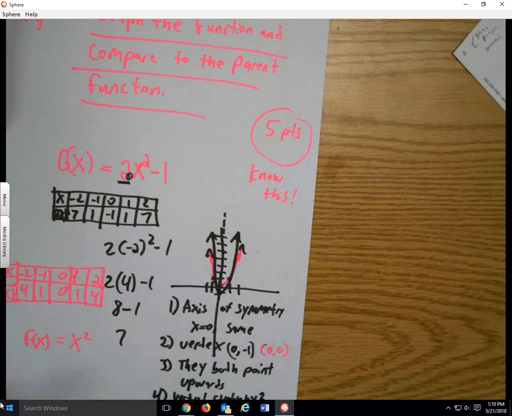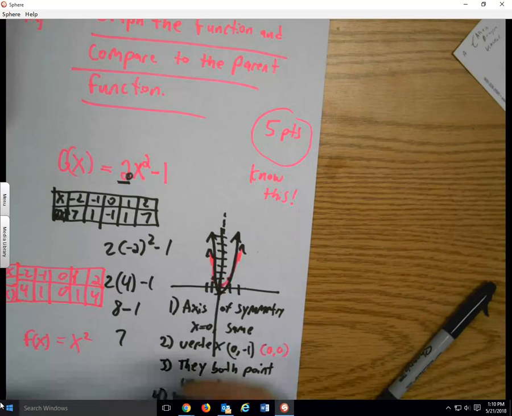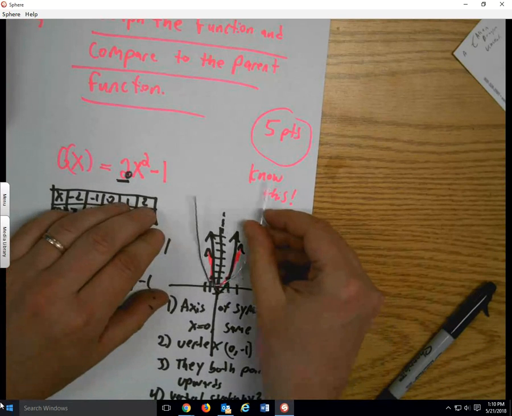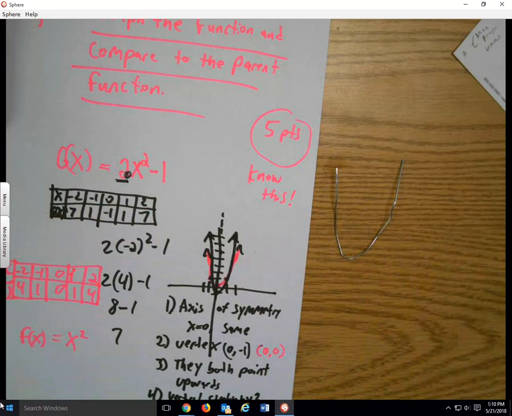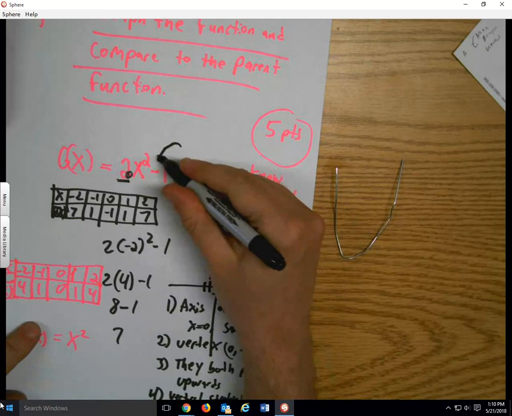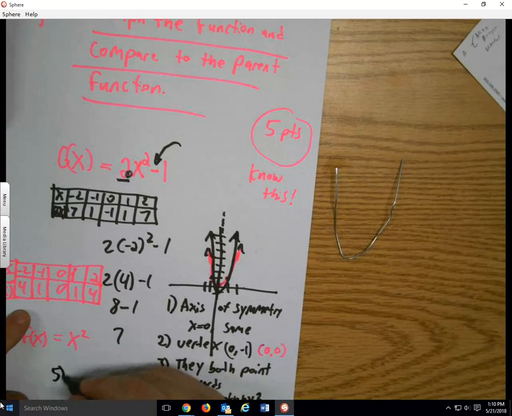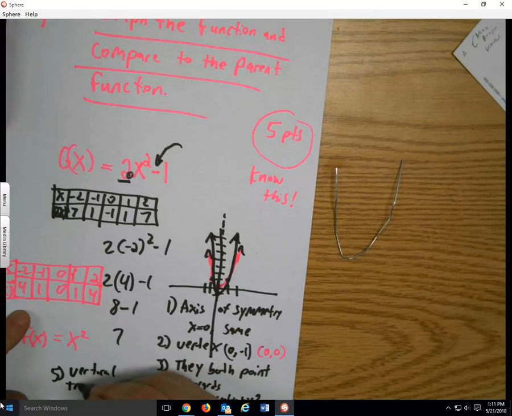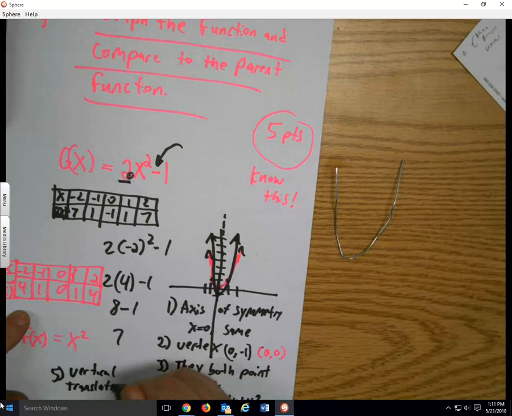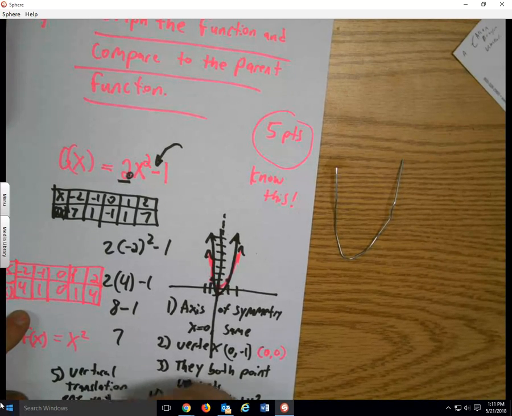And then this other thing, which we just learned, is it translated at all? Is there a translation? If the pink were the first and you went down 1, you'd be translated vertically 1 unit down. And actually, you can tell by the question. See, it's the negative 1. That's the answer. I'm going to put a 5 here. So it's a vertical translation 1 unit down.